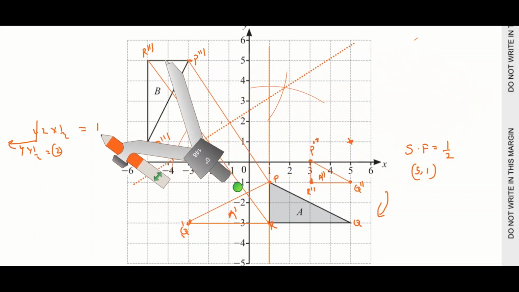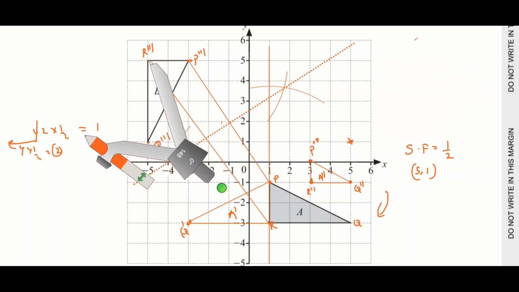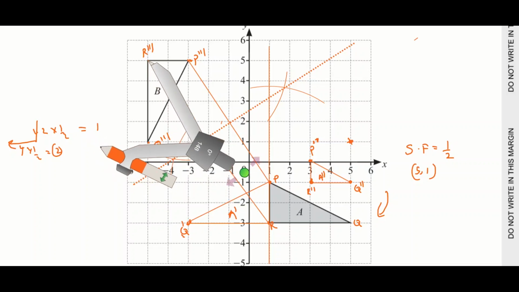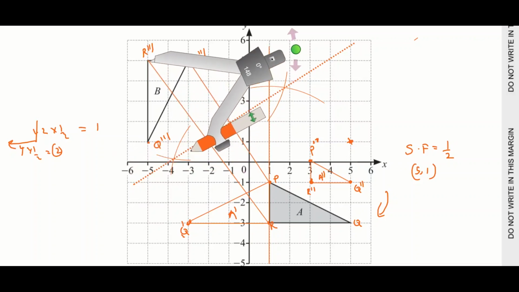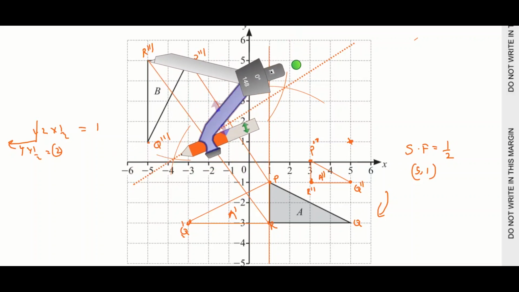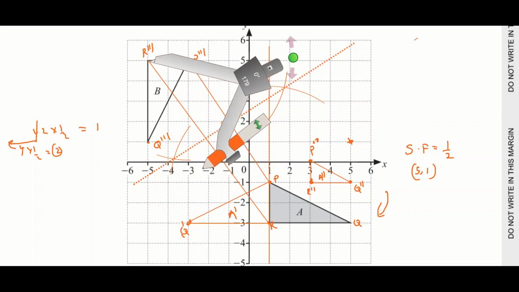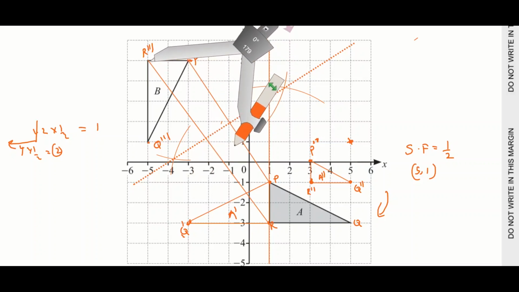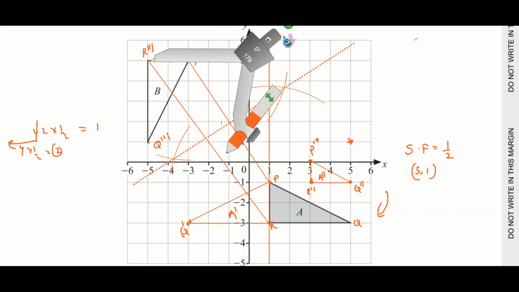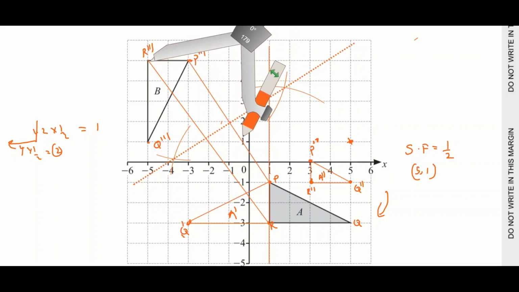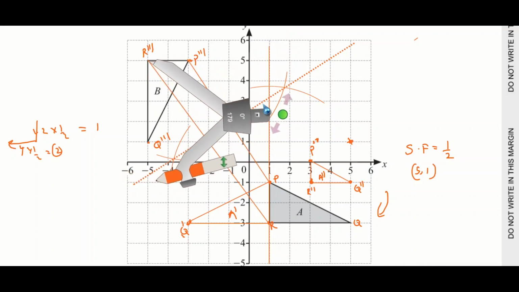Okay, so center at R prime prime prime. So let's rotate this. We need to target the center, so let's open this one a little bit. We need to target the center where it passes through. Okay, I think it's not good like this. Okay, so I can draw one here. Let's draw this line here.